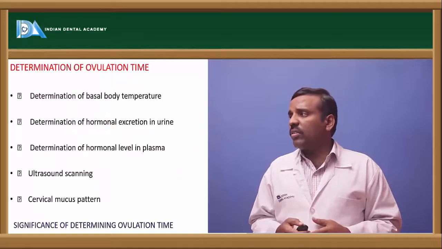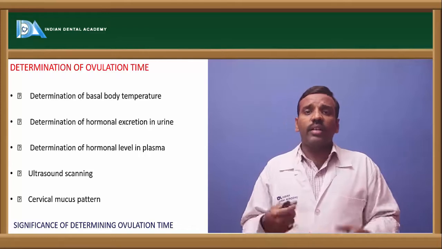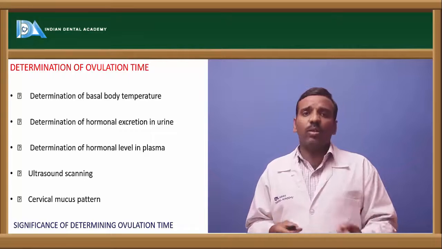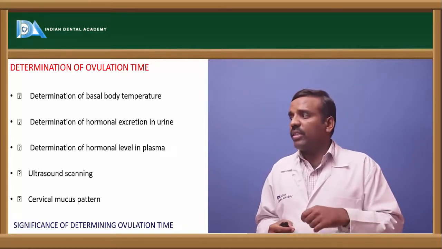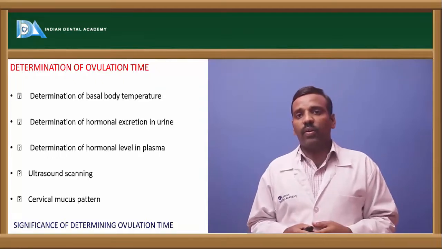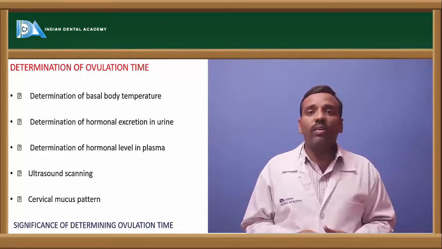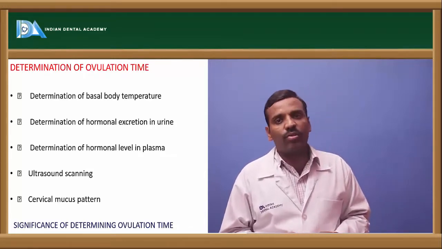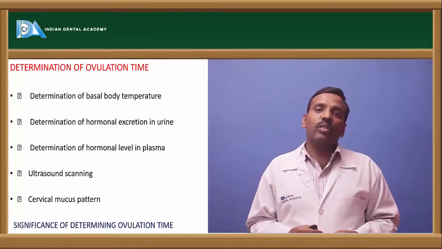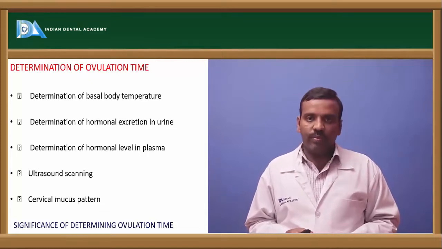Right, and next is determining the ovulation time. How do we determine it? Determining the body temperature is the first thing, that is, basal body temperature. Next, determining the hormonal excretion in the urine is also one method, and next determining the hormone levels in the plasma, which is called the LH surge. The luteinizing hormone and progesterone hormone levels are increased at the time of ovulation.